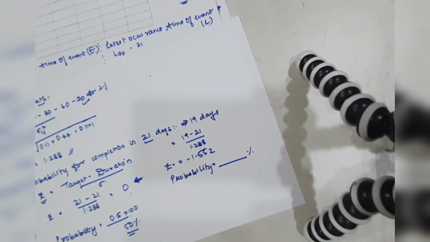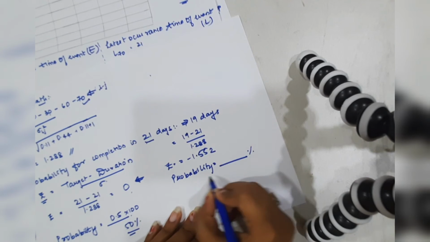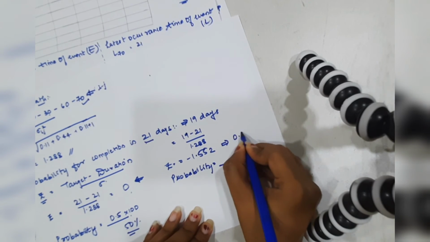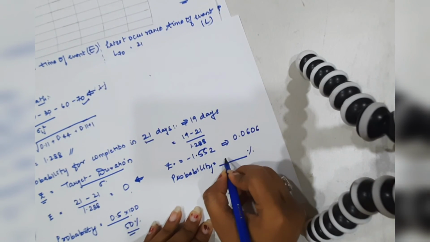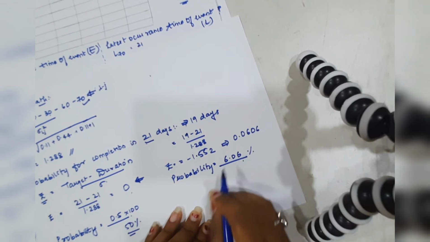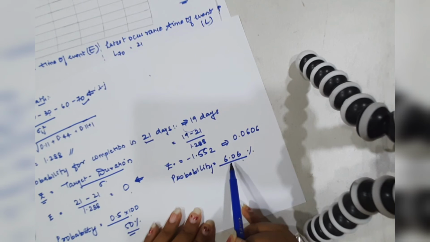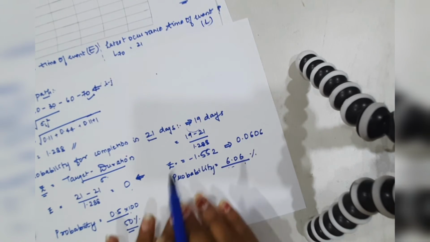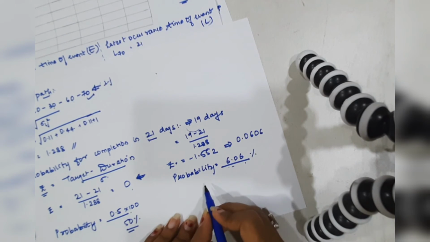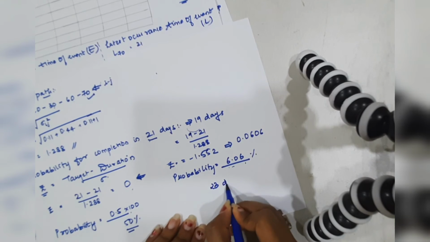So I'm directly writing it in percentage. After referring to the table, the value of probability is 0.0606, and if we multiply it by 100, it is 6.06. So the probability of completing the project in 19 days is 6.06%.